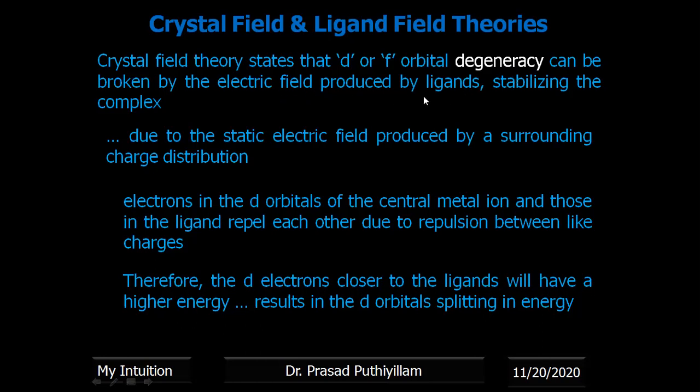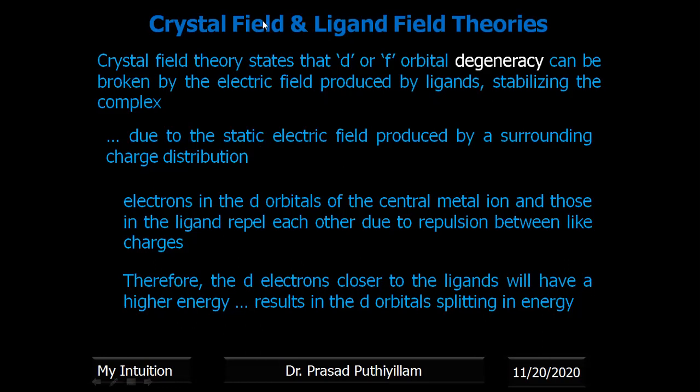Splitting takes place. That is because of the static electric field produced by the surrounding charge distribution, that is the ligands. Ligands we treat as charged points. Those charged points will create a static electric field, so that this degeneracy of d orbitals will split.